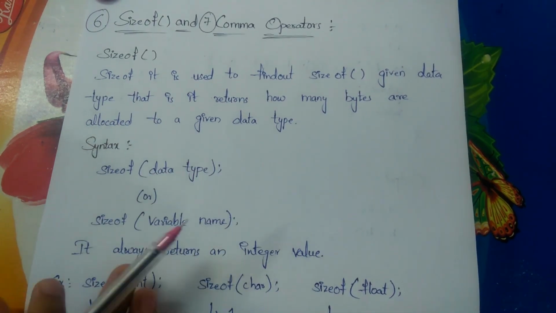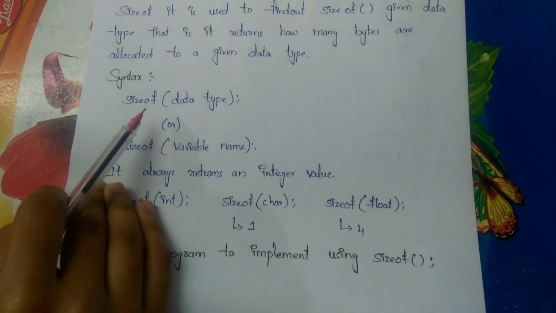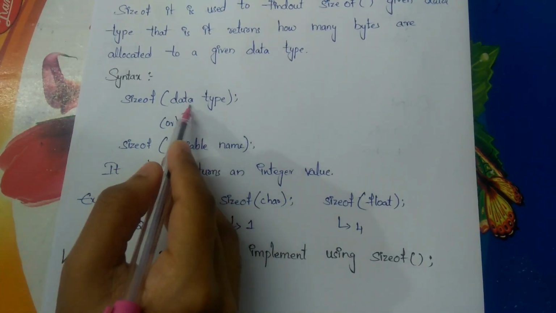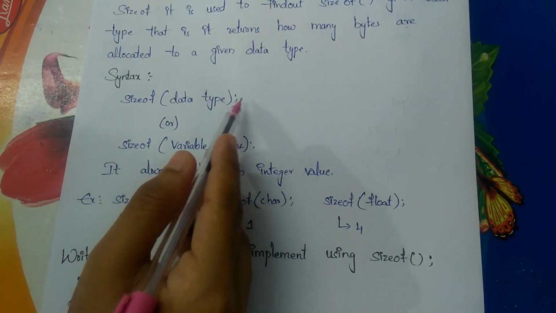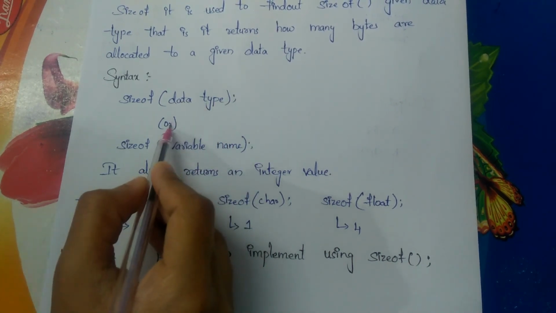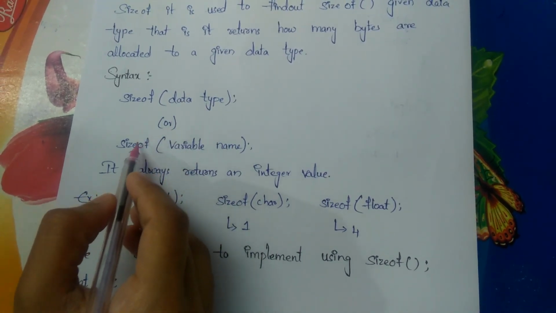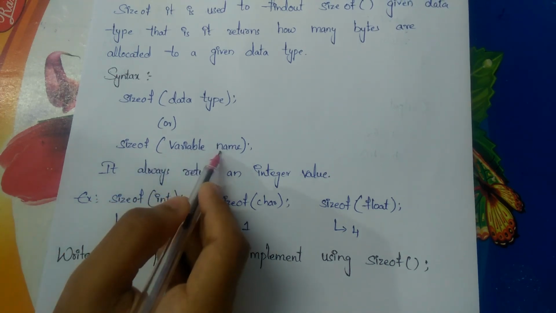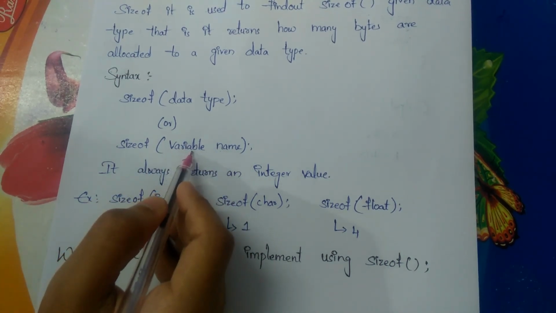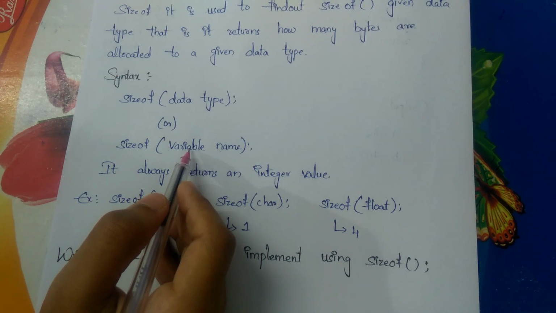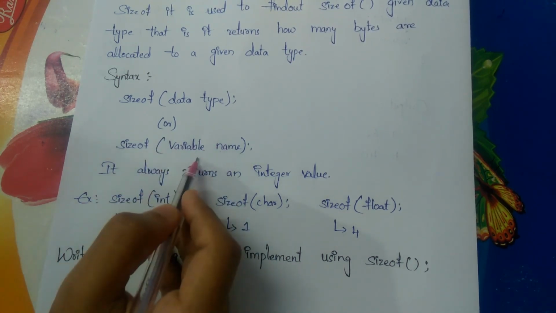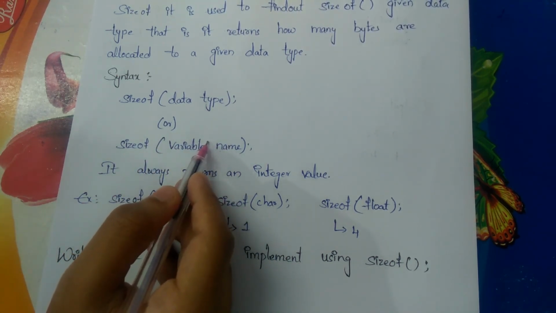Now let's see the syntax for this. So sizeof, and within the braces we are giving the data type, and it ends with a semicolon. And another way of getting the size is sizeof the variable name. So when we assign some value to a variable, and if I want to get how many bytes that variable has taken, then I can place that variable within the braces of sizeof. So these are the two syntaxes for sizeof.